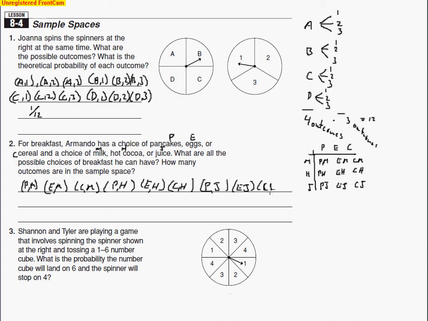Well, let's see what else they ask us for in this problem here. They also ask how many outcomes are in the sample space. Well, we can count them up. We've got 1, 2, 3, 4, 5, 6, 7, 8, 9. There's nine possible outcomes.